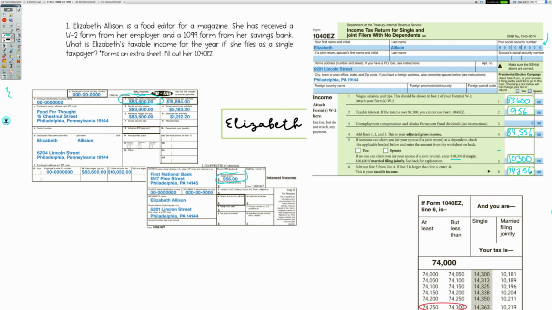What was her taxable income? It's 74,256. And we just did that with that little green paper, which literally just adds and subtracts for us. What's this? Extra stuff. Oh, that was just the definition of a 1040.